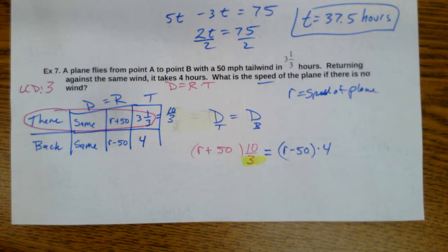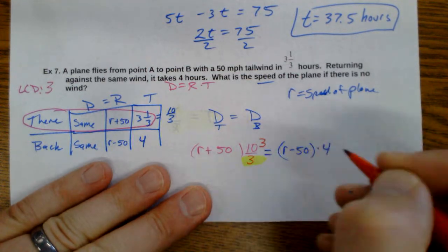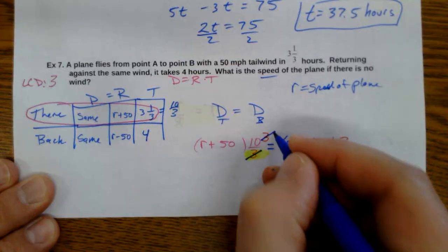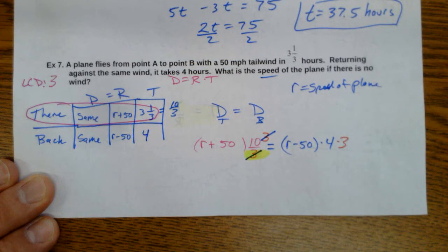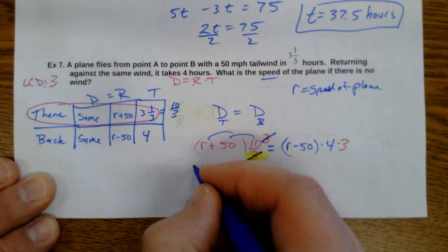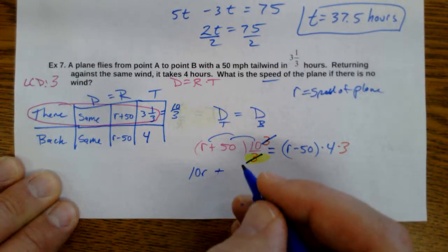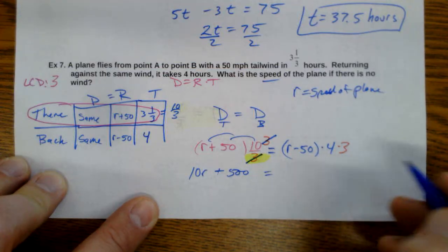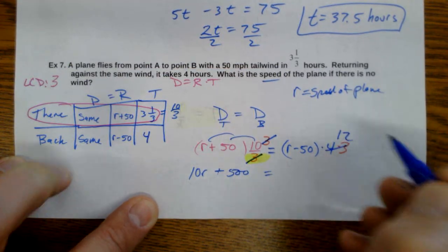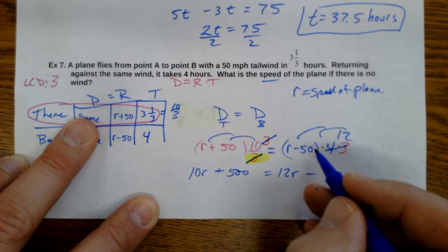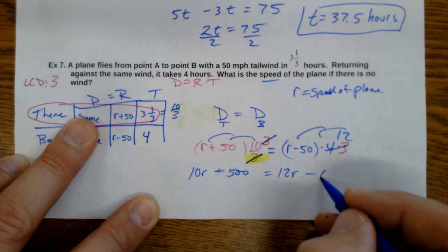So if I multiply by 3, I got to do it to both sides. And these 3's cancel. And now I get 10 times this quantity. I can go ahead and distribute. That's 10R plus 500. Nothing cancels over here. 4 times 3 is 12. And now I would distribute. That gives me 12R. And 12 times negative 50 gives me negative 600.